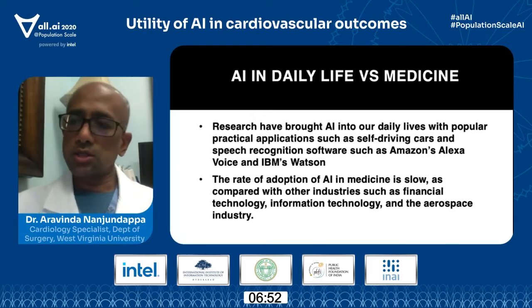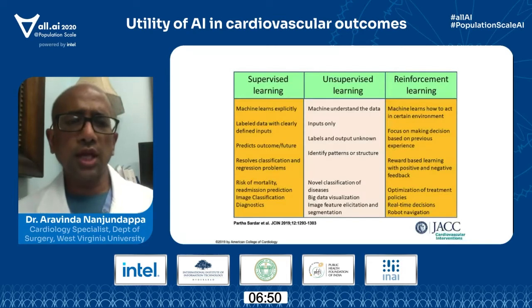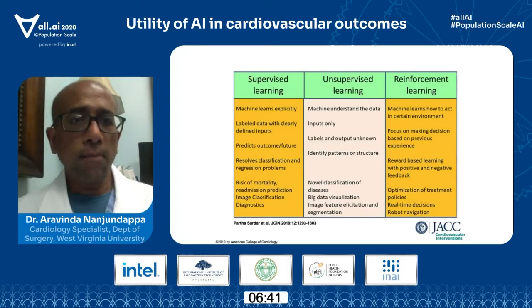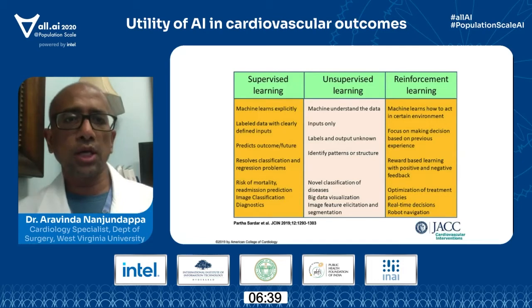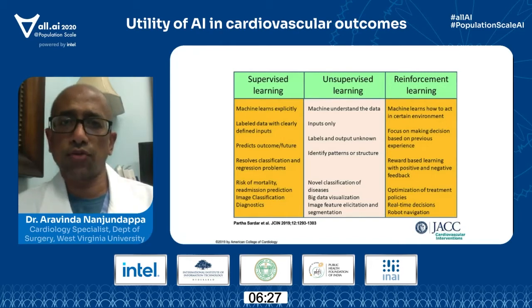So in terms of AI use, the three main modalities that fascinate me are supervised learning, unsupervised learning, and reinforcement. Basically, supervised learning helps you to label the data clearly and predict the outcome, something like a classification of mortality. How can we classify the diagnostics? How can we reduce mortality of the patients for simple problems like heart failure?